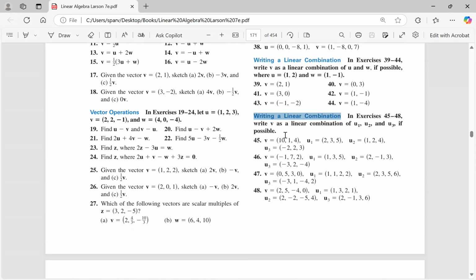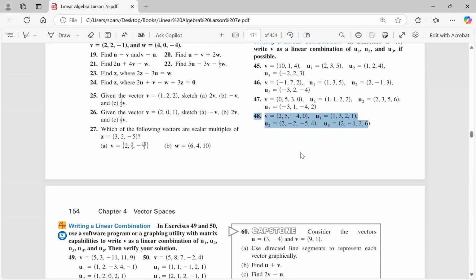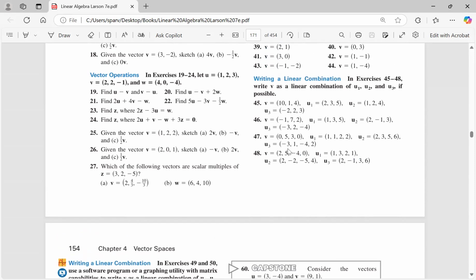And this is what I was saying. Sometimes it's not obvious what the linear combination is. If you look at number 48 here, there you go, this one. It's hard for me to see by inspection, visually, what linear combination of U1, U2, U3 gives me V. But let's go through the process and do this.